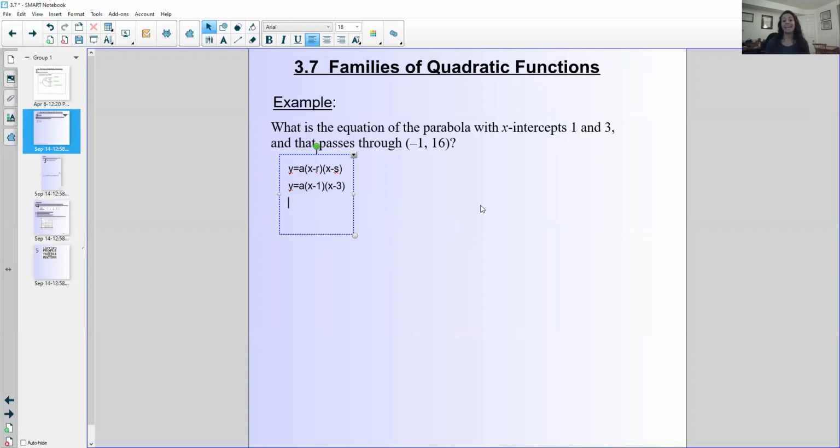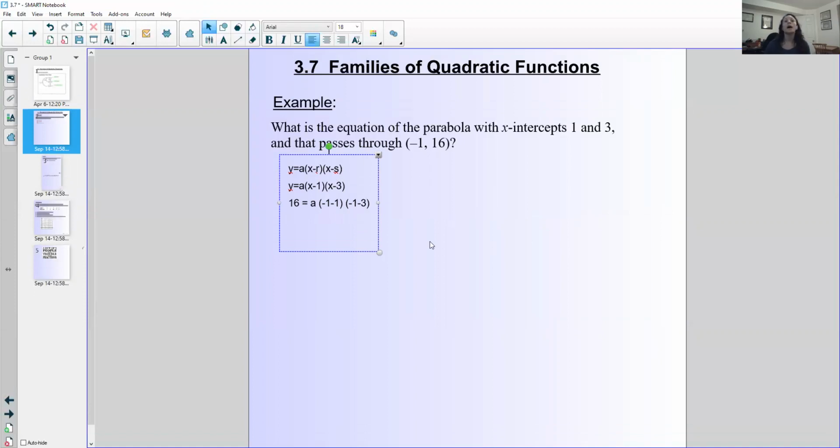Now I need to figure out what the a value is. So I'm going to take the other point that they gave me, this (-1, 16). -1 is an x value and 16 is a y value. So I'm going to substitute those into my equation. I'm replacing y with 16, equals a. I still don't know what a is. And then instead of x minus 1, I'm going to have -1 minus 1. And then instead of x minus 3, I'm going to have -1 minus 3. So I'm replacing the x with my x coordinate. Whoops, it helps when I put the right number in.